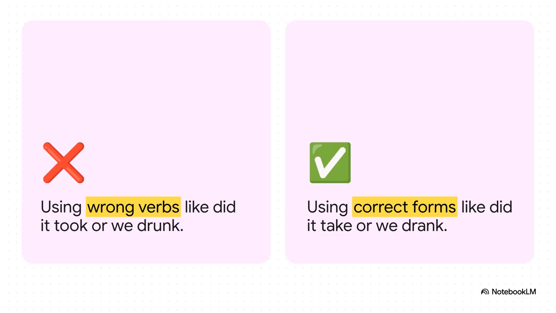Why don't these work? Well, first off, whenever we use a negative or a question with the word did, we absolutely always pair it with the base verb, not the past form. So it's never did it took. It's always did it take. Second, we've got that classic mix-up between the simple past and the past participle. For a finished event, we just want the simple past. So scratch we drunk a lot and replace it with we drank a lot.